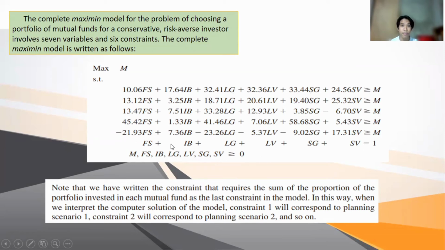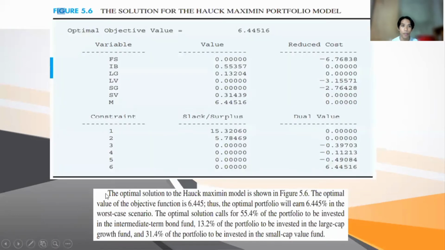Then for the 6th constraint, FS plus IB plus LG plus LV plus SG plus SV. Next, the non-negativity: M, FS, IB, LG, LV, SG, SV is greater than or equal to 0. Note that we have written the constraint that requires the sum of the proportions of the portfolio invested in each mutual fund as the last constraint in the model. In this way, when we interpret the computer solution of the model, constraint 1 will correspond to planning scenario 1, constraint 2 will correspond to planning scenario 2, and so on.